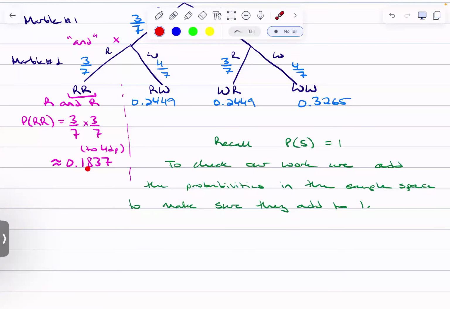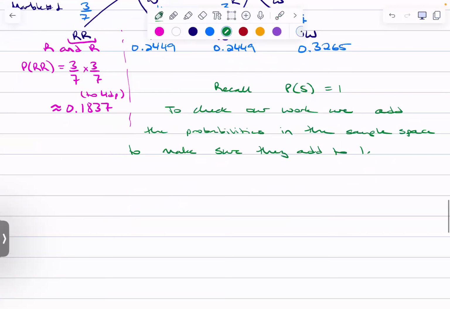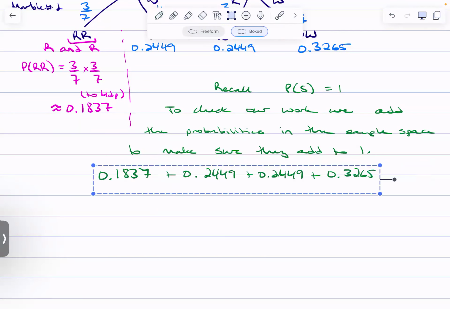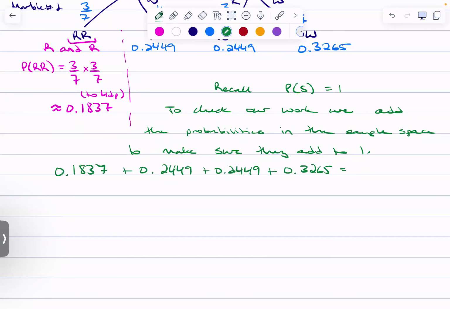So what I mean by that is 0.1837 plus 0.2449, 0.1837 plus 0.2449 plus 0.2449 plus 0.3265. This over is... 0.1837 plus 0.2449 plus 0.2449 plus 0.3265 is 1. Yay.